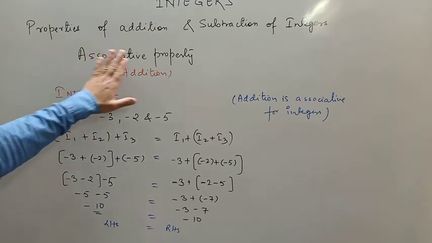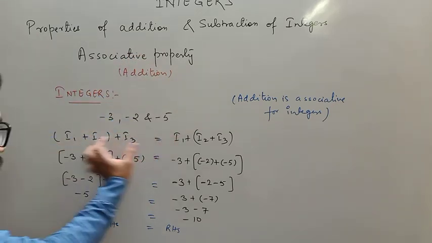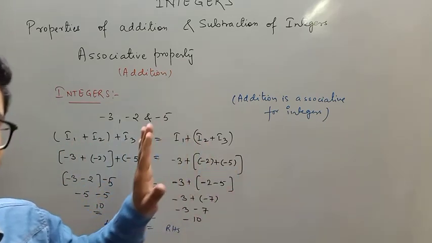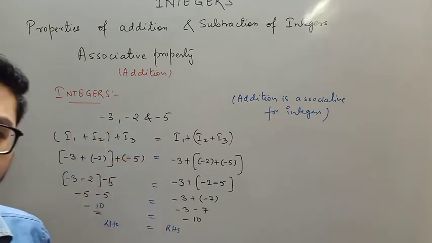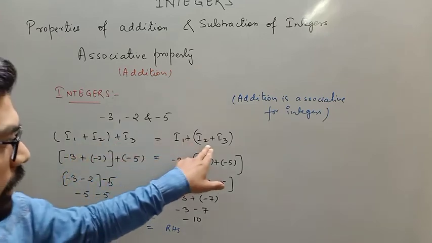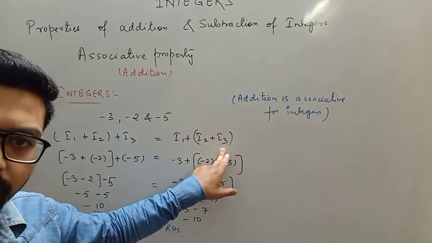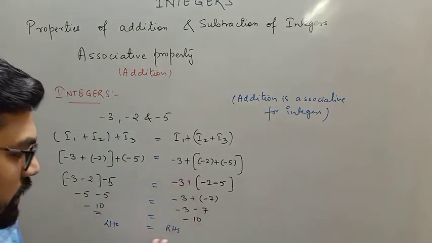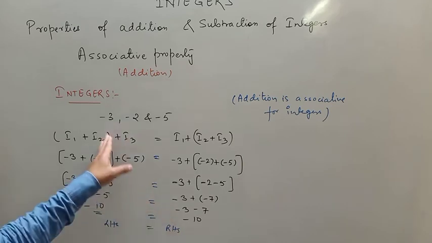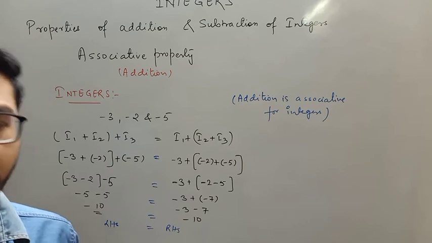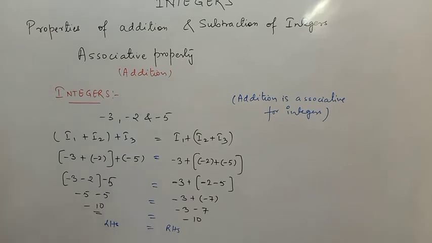So what associative property means is, if you change the association and if the result is same, I mean LHS equals to RHS, even after changing the association, then only it follows associativity. If you kept the association of I1 I2 here, and here you kept the association of I2 I3, but the result you got is minus 10, the result is same, that means LHS equals to RHS, then only you can say addition is associative for integers, or addition follows the associativity property. Any doubt in this?